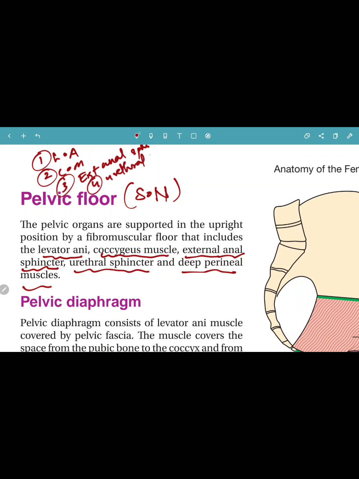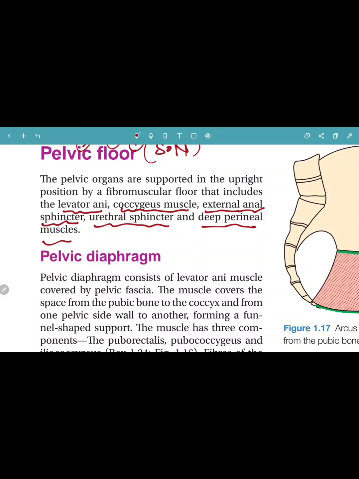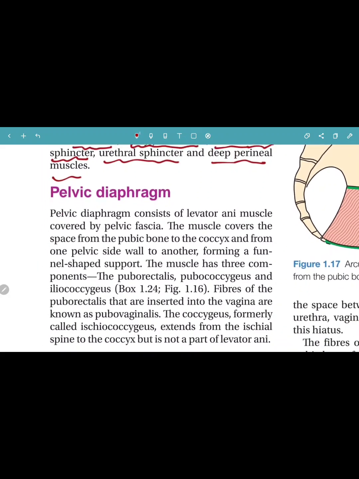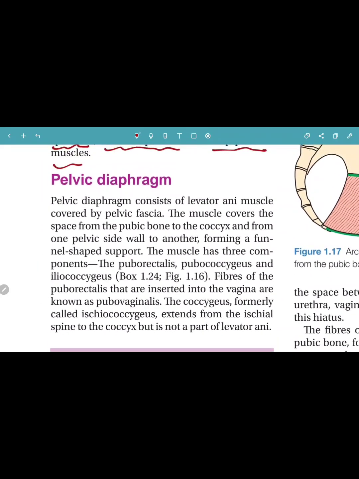Two sphincters are there, the external anal sphincter and the urethral sphincter, and then your fifth one is your deep perineal muscles. So levator ani, coccygeus, external anal sphincter, urethral sphincter, and deep perineal muscles will be forming your pelvic floor. Now another important short note is your pelvic diaphragm. This is also another important short note. So write a short note on pelvic diaphragm.